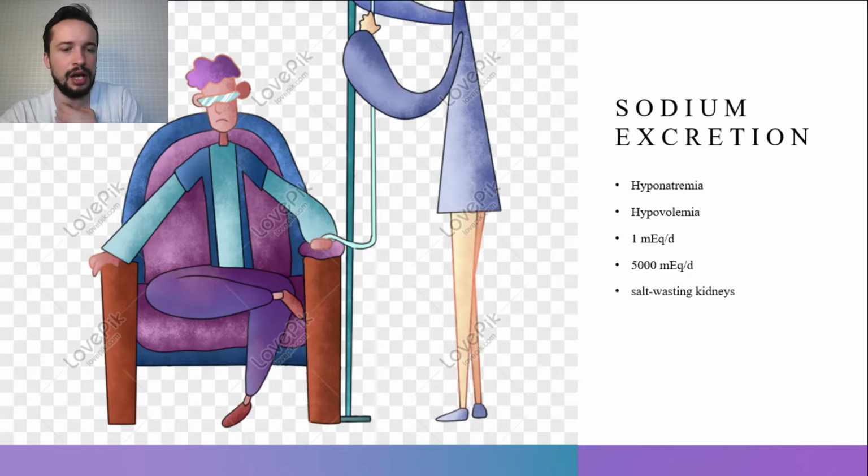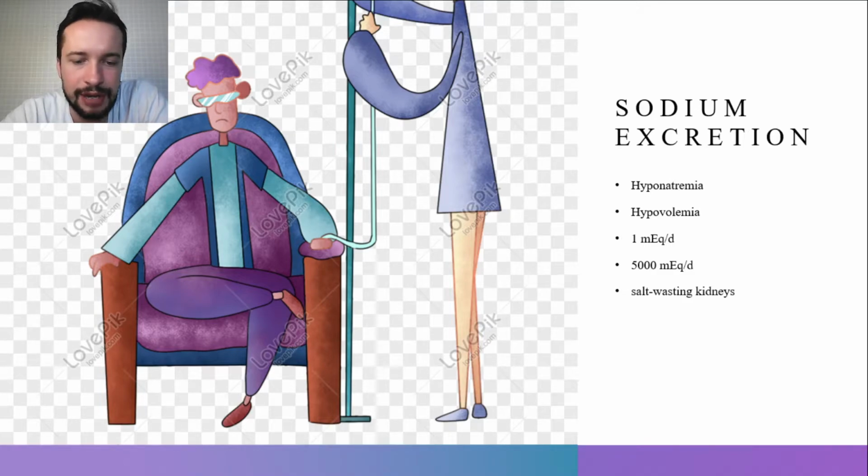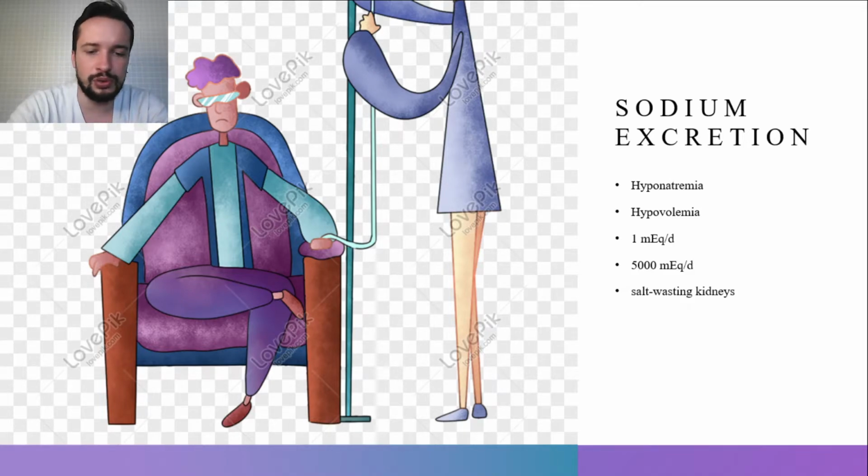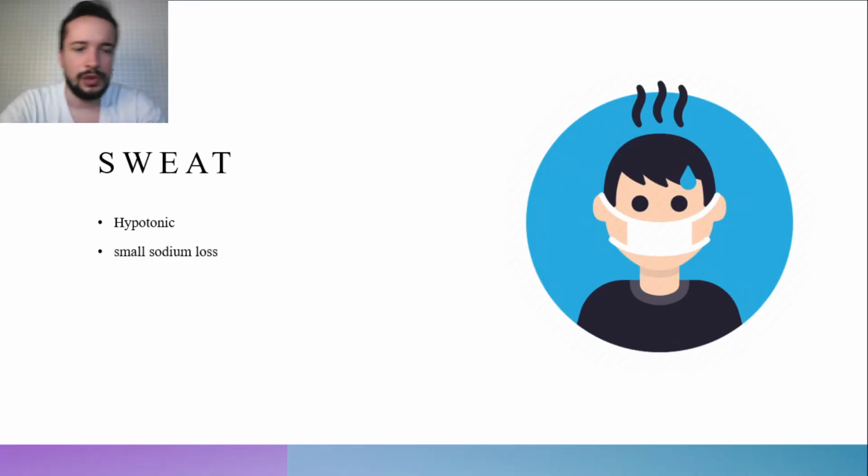In hyponatremia or hypovolemia, sodium excretion can be reduced to as little as 1 milliequivalent per day, or maximized to as much as 5,000 milliequivalents per day to achieve balance, except in people with salt-wasting kidneys. Sweat is hypotonic, and sweating usually results in only a small sodium loss.